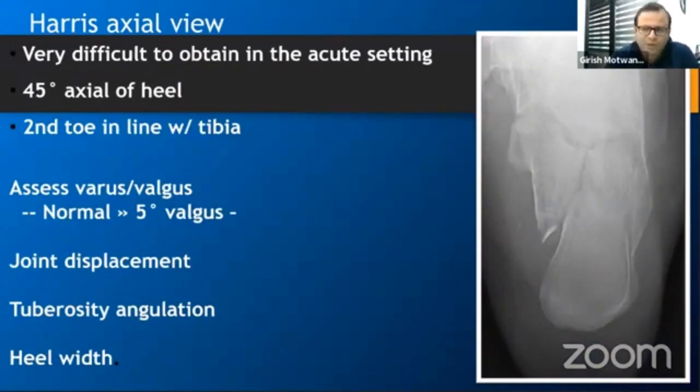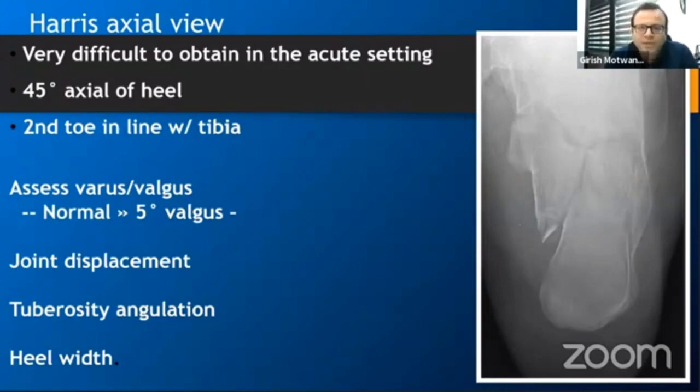Whether your joint is varus or valgus, for example, in the flat foot it is in valgus, and in the varus foot it is in varus. In traumatic calcaneal conditions, where the tuberosity is displaced into varus because of the Achilles pull, you have to look for the Harris axial view.